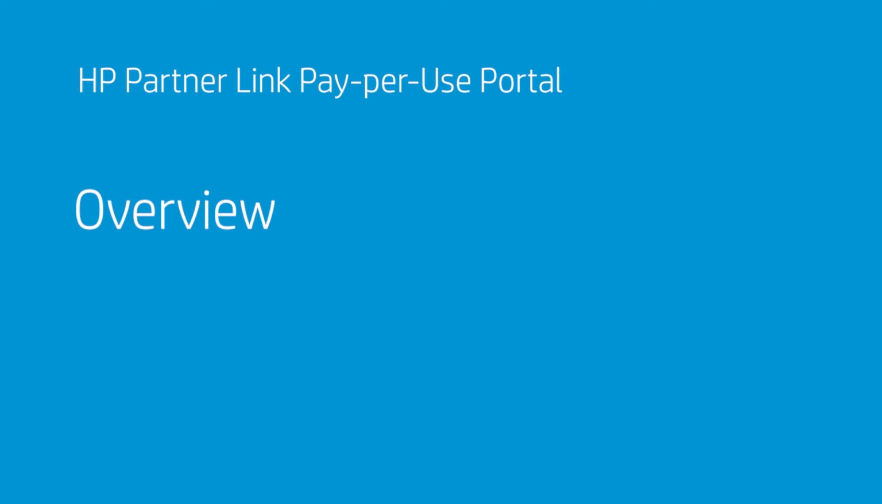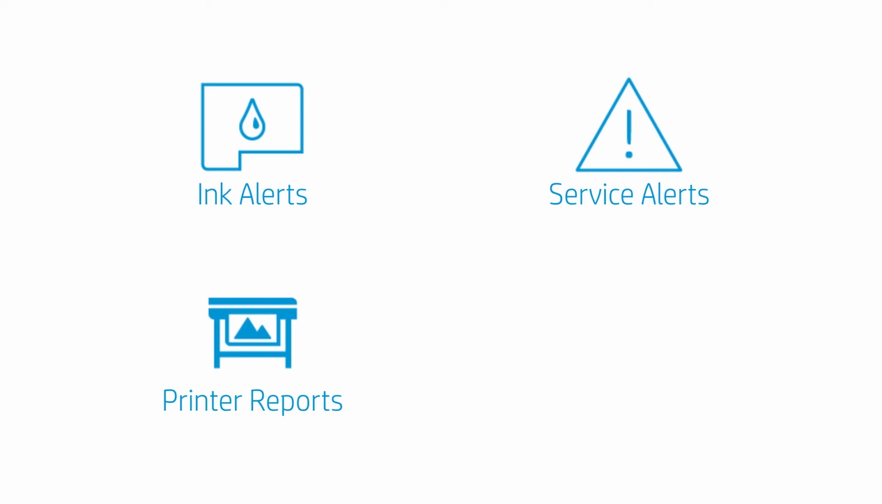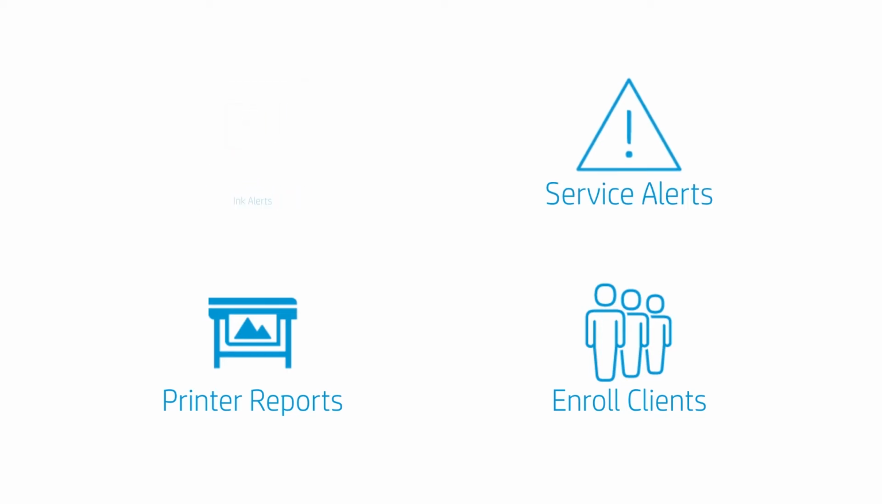In this video, we will give you an overview of how the portal works, and we will explain how to set up new alerts or reports to know when you need to send new ink supplies to your clients, create alerts that will allow you to know when a printer has a critical service issue, extract the printer usage information, or create a report so that you will be able to bill your clients accurately every month, and enroll new clients in the HP PartnerLink. Let's get started.